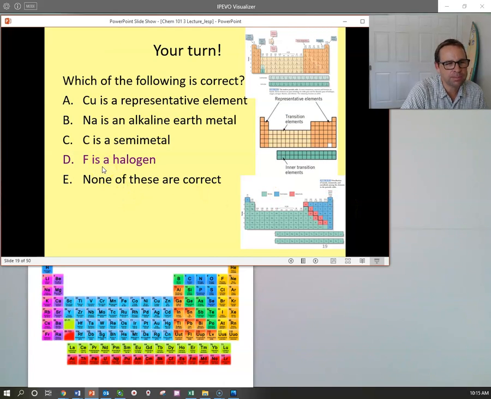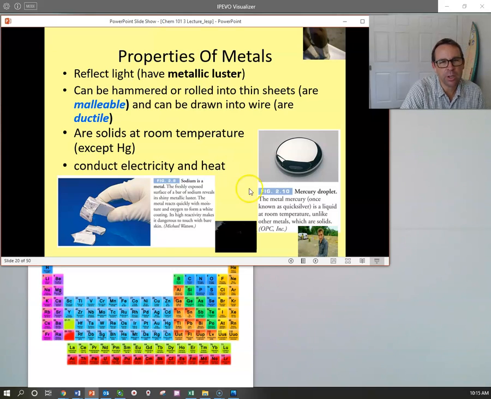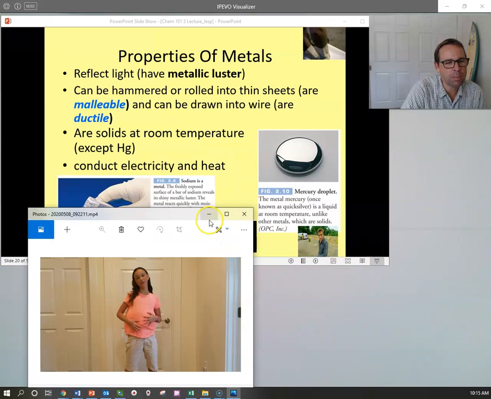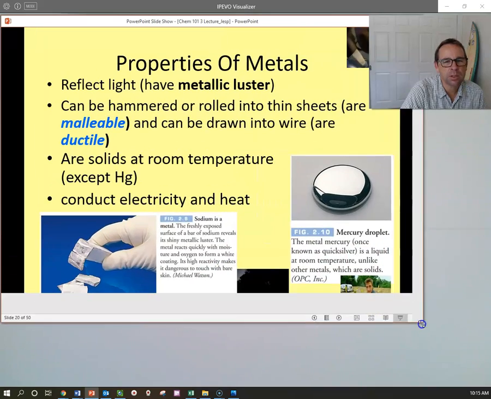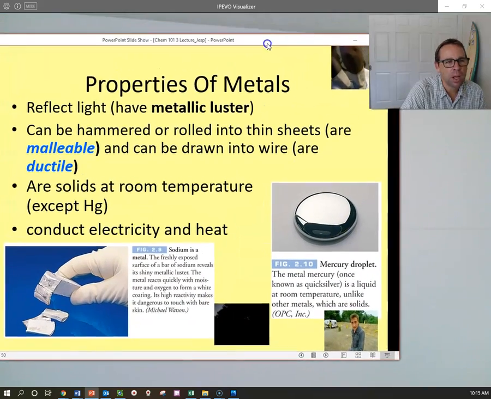Fluorine is a halogen. Carbon is a nonmetal. Sodium is an alkali metal, not an alkaline earth. Copper is a transition element. Okay, very good. So let's look at some of these properties of elements.